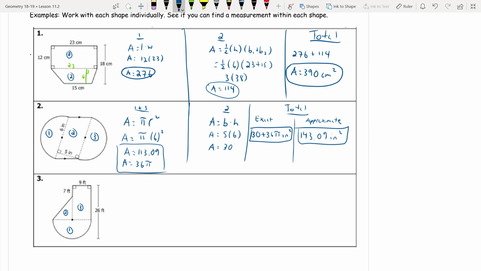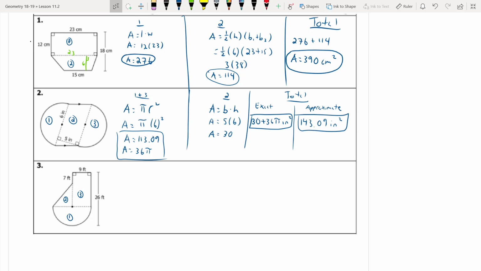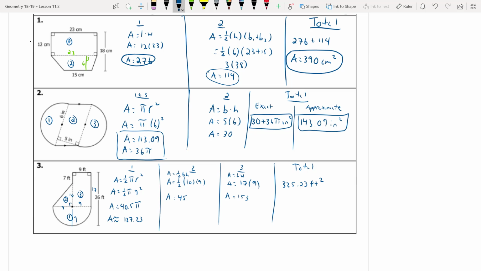I want you guys to try number 3 on your own. See if you can figure out all that's going on in here. See if you can find what measures you need in order to solve this out. I will tell you that you've got a semicircle, you've got a right triangle, and you've got a rectangle to solve. So you've really got 3 to solve. And when you come back in, those will be solved for you. All right, welcome back in.